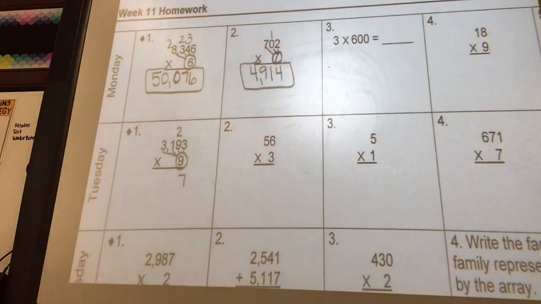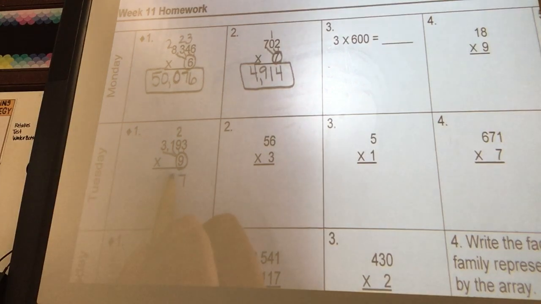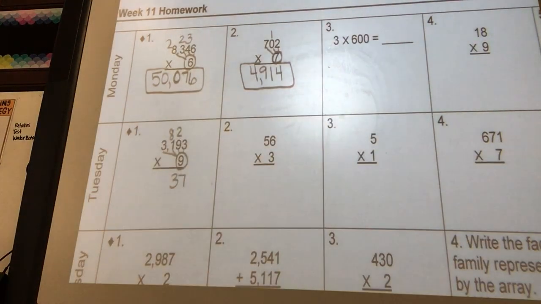9 times 9. Michaela? 81. 81 plus 2. 82. Nope. 81 plus 2. 83. 83. We write the 3. Carry the 8. 9 times 1, Zach? 9.